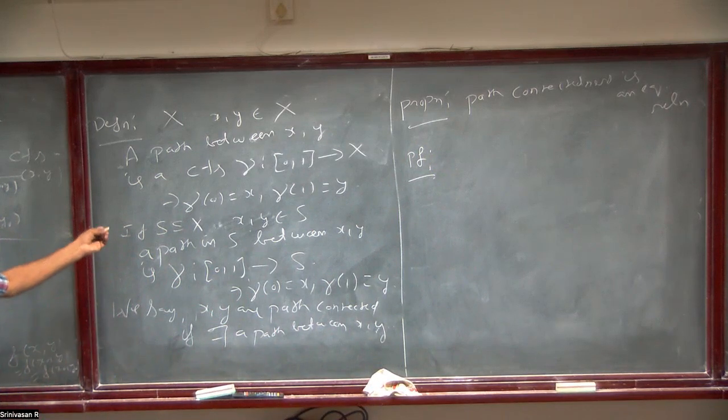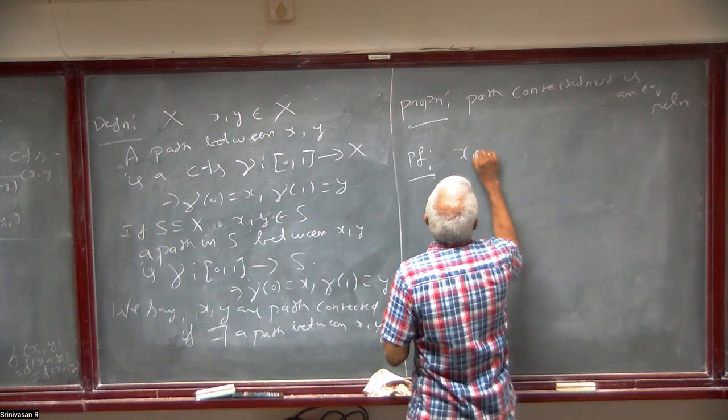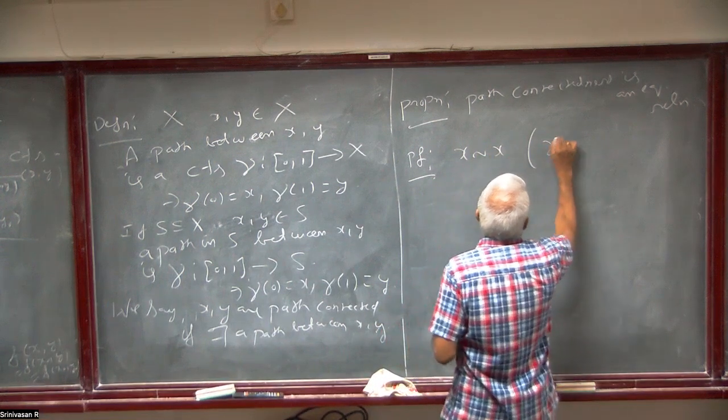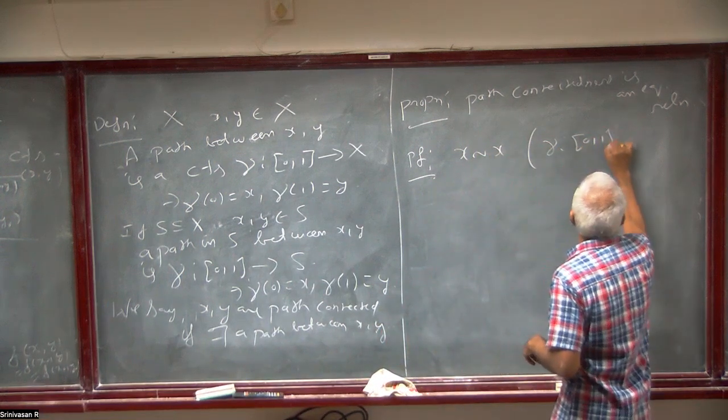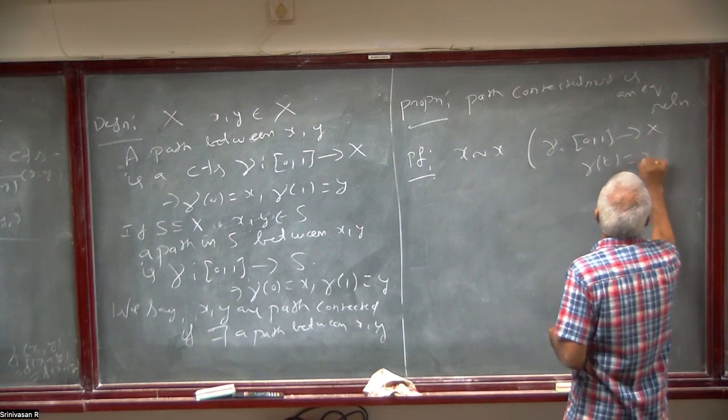Clearly, X is path connected to X. You take the constant function gamma. You take gamma from [0,1] to X, and you give gamma of every t equal to X itself. Okay?